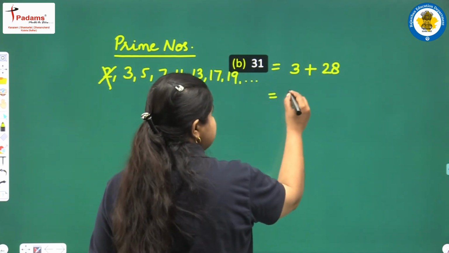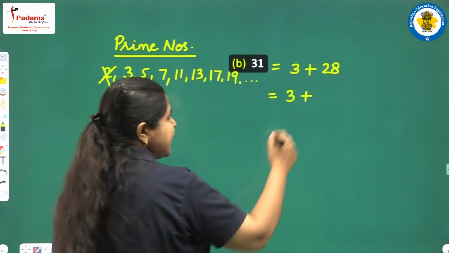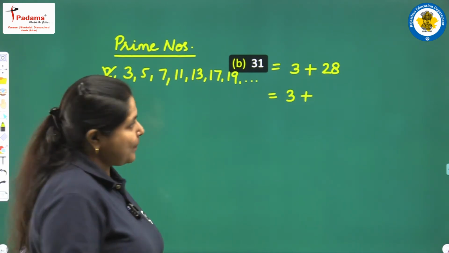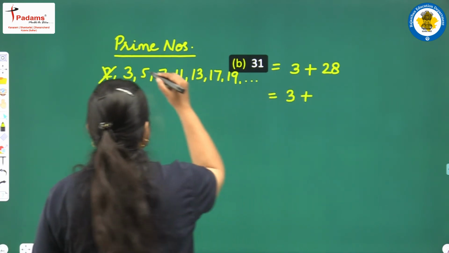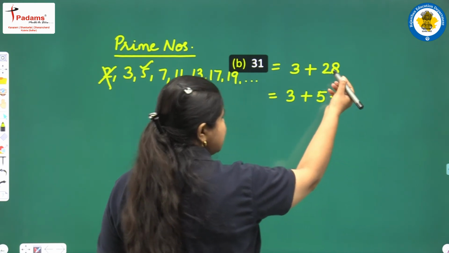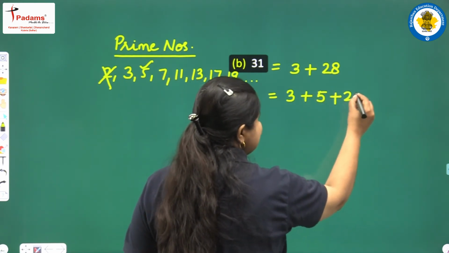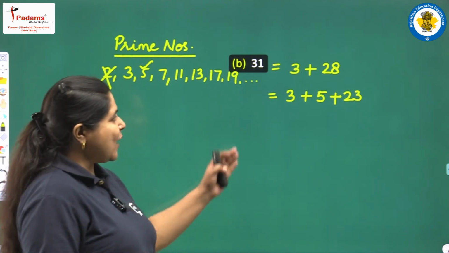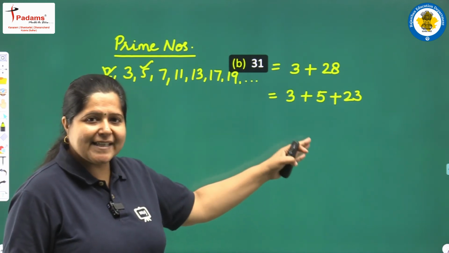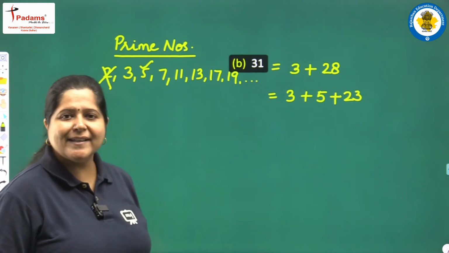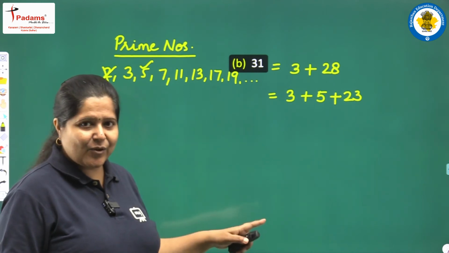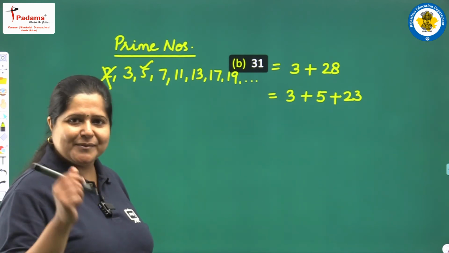Now this 28 is not a prime number, but again we will break this 28 into two parts. What can they be? First number, let us take it as 5, and then the second one will be 28 minus 5, it's 23. Yes, now we have got three odd primes such that their sum is coming out to be 31. It's okay. Now you can get other combinations also, and that I leave it up to you.